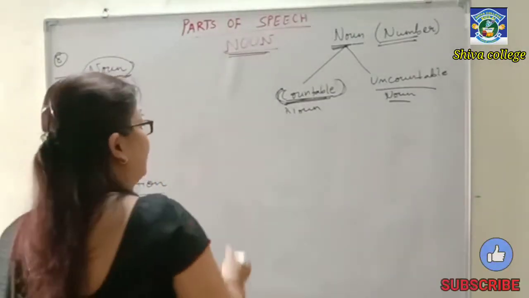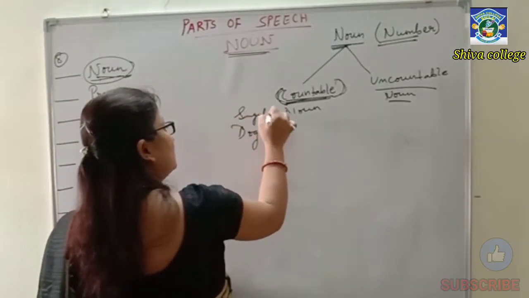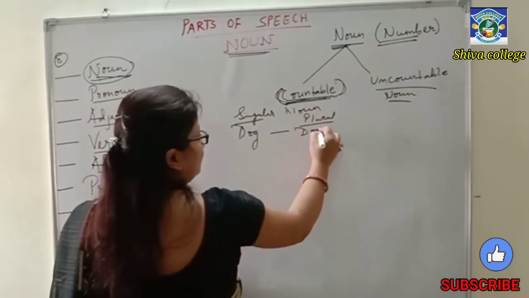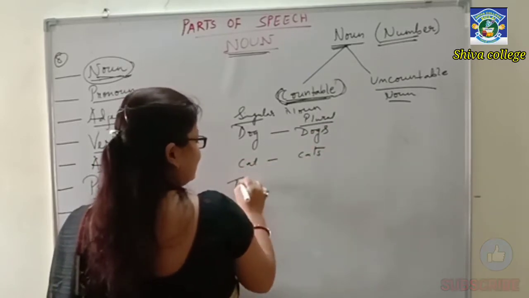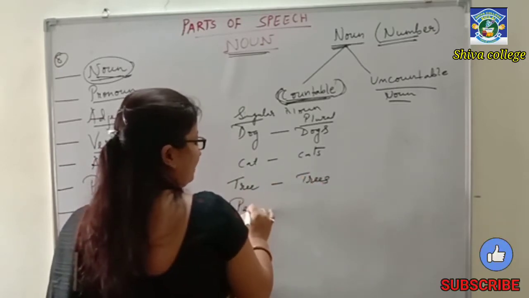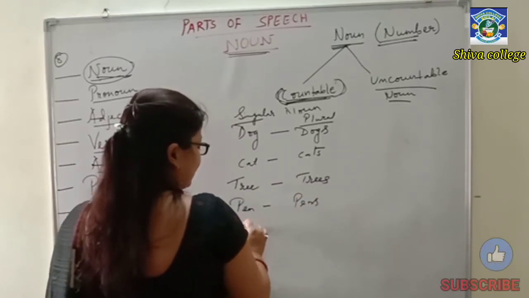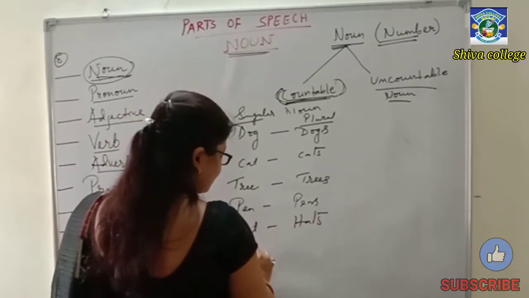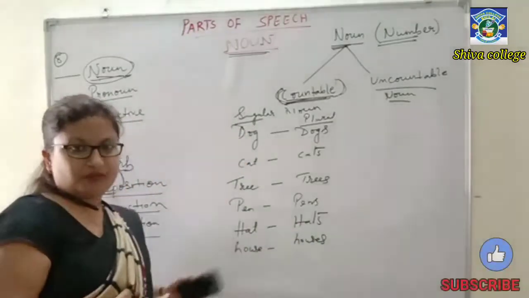So let us write some examples like dog, dogs, cat, cats, trees, pen, pens, hat, hats, house, houses. So in this you will get infinite number of words.